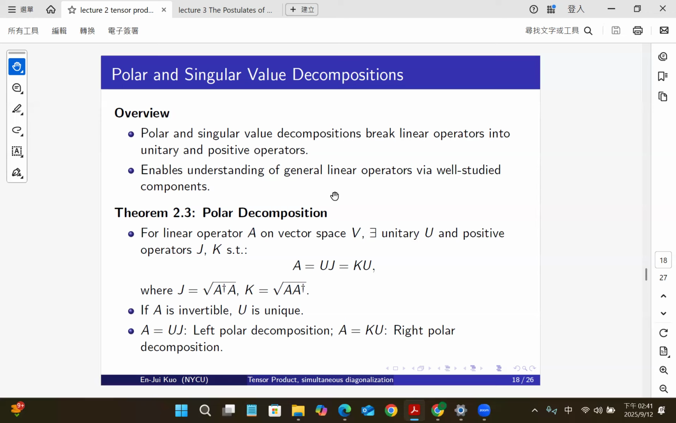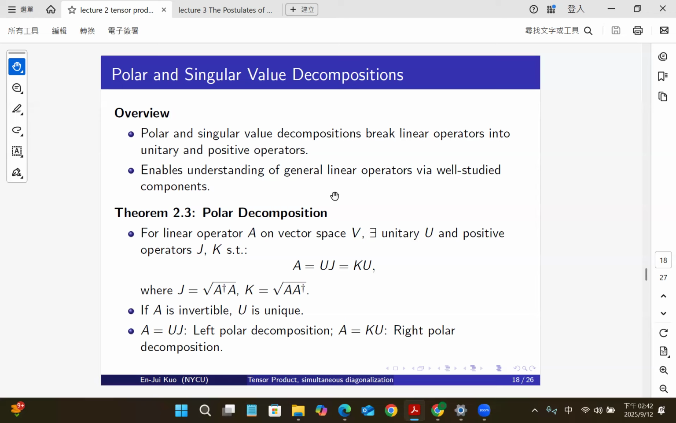Also, the linear algebra course does not have time to talk about this, so I will tell you. There are two decompositions that are related. I will first talk about the so-called polar decomposition, and then I'll talk about singular value decomposition. Polar decomposition says that if I give you a linear operator A, then there exists a unitary U and a positive semi-definite operator J, as already defined.